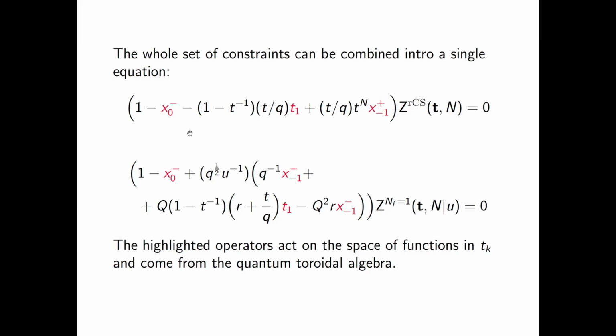It's the one for the Chern-Simons theory. Here I highlighted operators that act on the space of functions in the t variables. The other things are just coefficients. So we have something called x_0^-, x_0^+, x_{-1}^+, x_{+1}^-. Then there's just the simple piece, which is an operator of multiplication by t_1, which is, of course, also an operator that acts on functions of t.